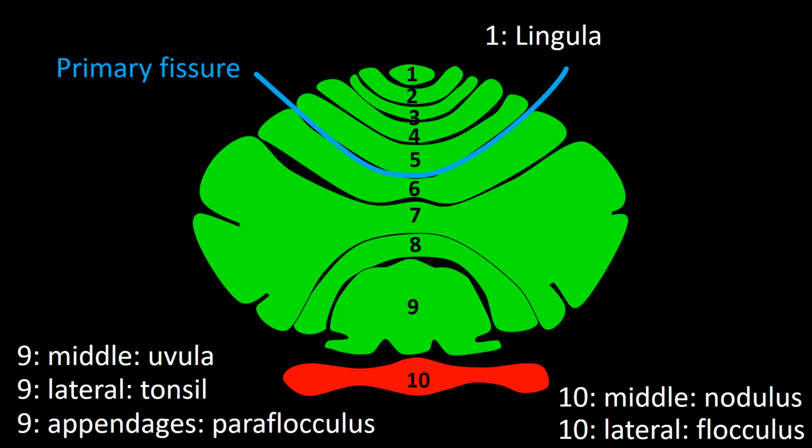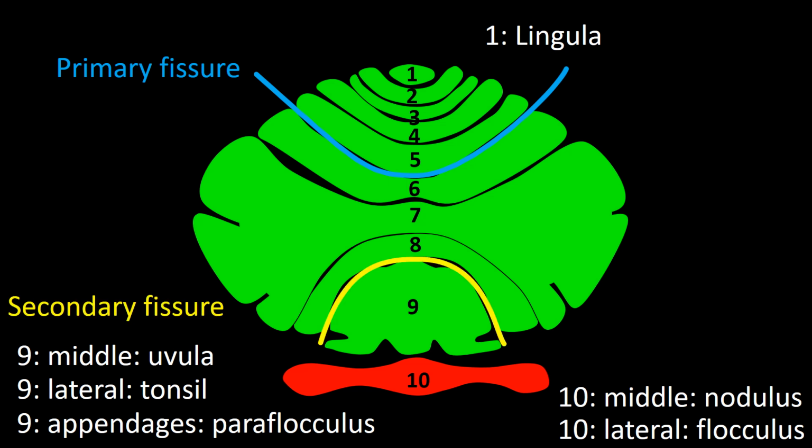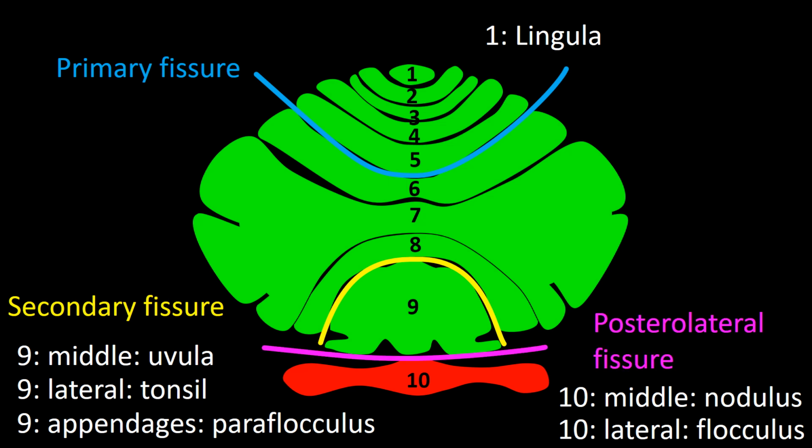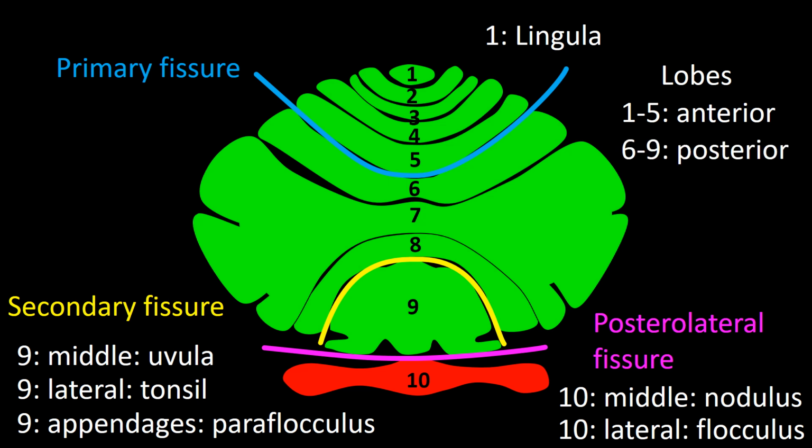The primary fissure is between 5 and 6 lobuli. The secondary fissure is between 8 and 9 lobuli. The posterolateral fissure is between 9 and 10 lobuli. The cerebellum has 3 lobes. The anterior lobe, in front of the primary fissure, includes lobules 1 to 5. Between the primary fissure and the posterolateral fissure is the posterior lobe. The posterior lobe includes lobules 6 to 9. Lobule 10 is the flocculonodular lobe.